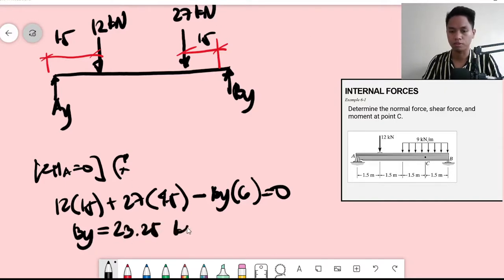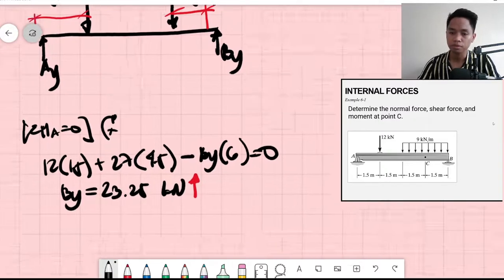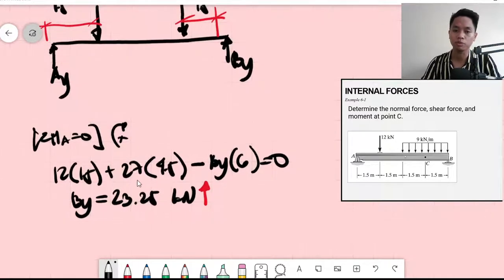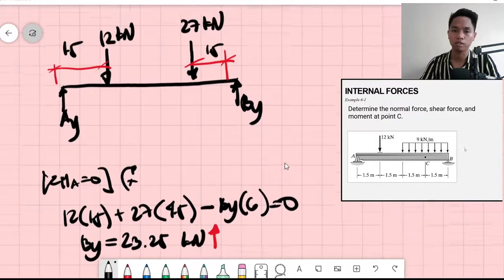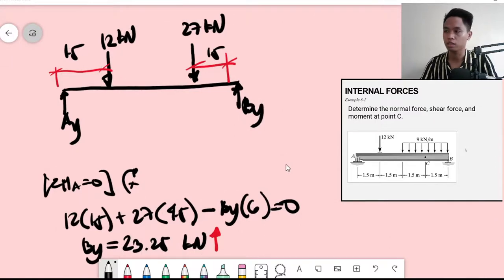That is 23.25 kilonewton, and that is upward. Don't forget the direction because it will matter later. So BY is 23.25 upward. Now we can do summation of forces Y to solve for AY. That should be 23.25 minus 12 minus 27.